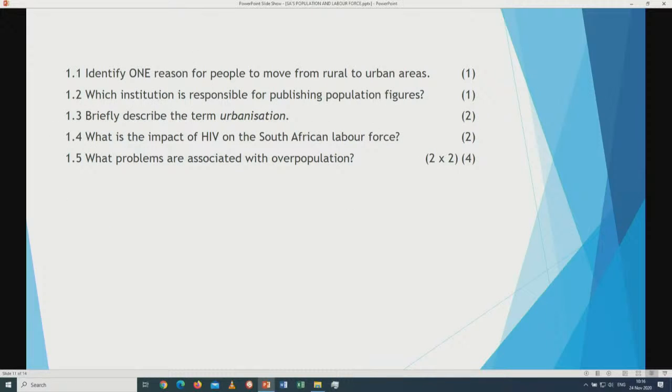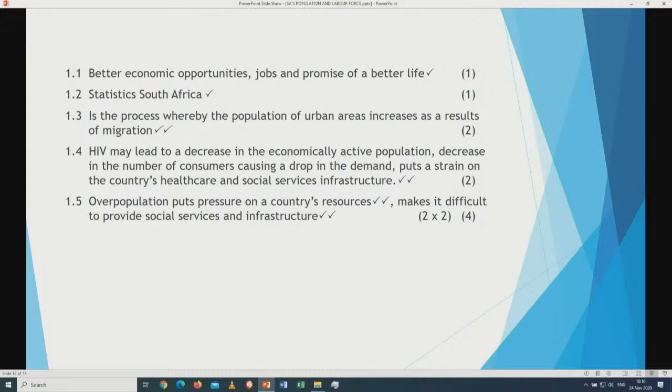When we go back again to 1.4 and look at what the question is saying, what is the impact of HIV on the South African labor force? What effects will HIV have on the South African labor force? Here is the response. HIV may lead to a decrease in the economically active population. So there will be a decrease in the EAP, that's one fact. It will lead to a decrease in the number of consumers, causing a drop in the demand, so that's the second point. And it will put a strain on the country's healthcare and social services infrastructure. So these are the points. Any one of them will get 2 marks.